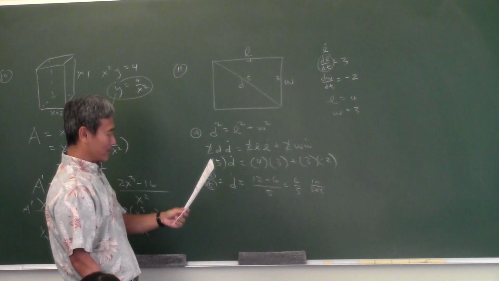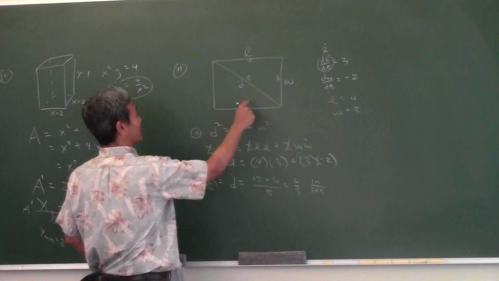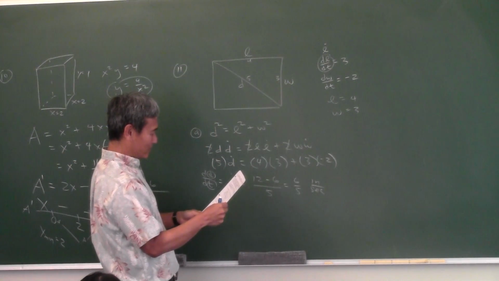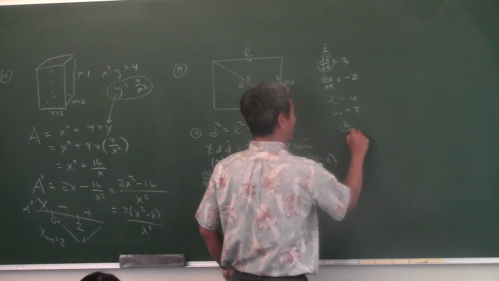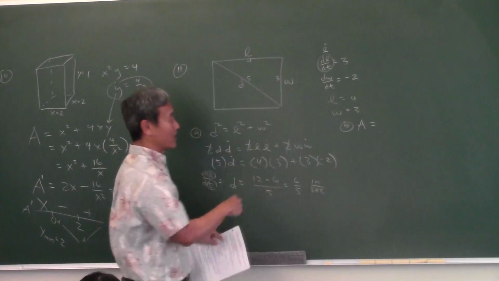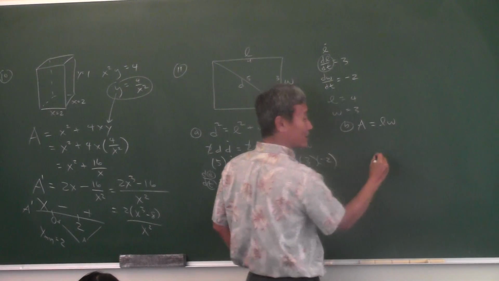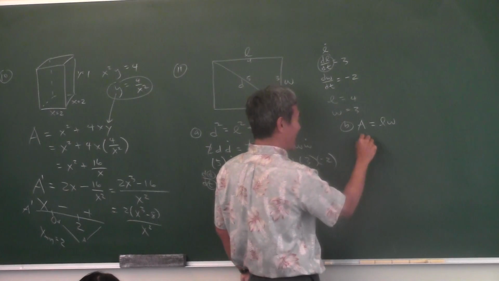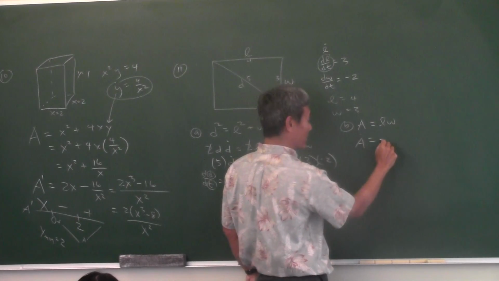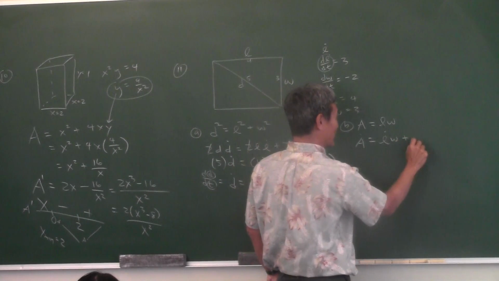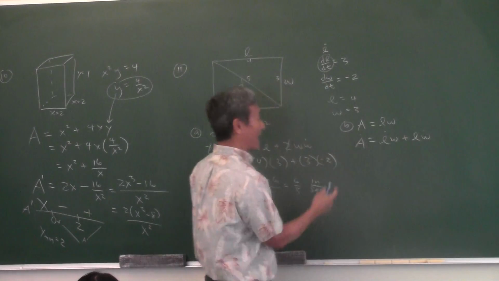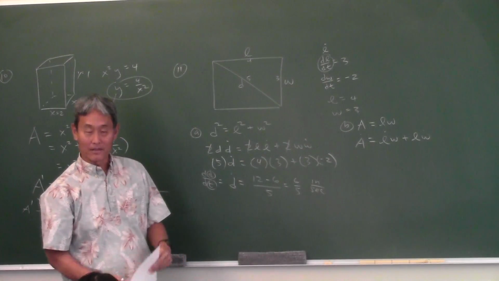Okay, we got one more minute. How fast is the area changing? Of the rectangle? Yeah. Okay, so first step, write an equation. The area of this rectangle is equal to length times width, LW. Second step, take the derivative with respect to time. A dot equals, gotta use product rule here, L dot W plus L W dot. And then just plug in the numbers. I think you can do that.